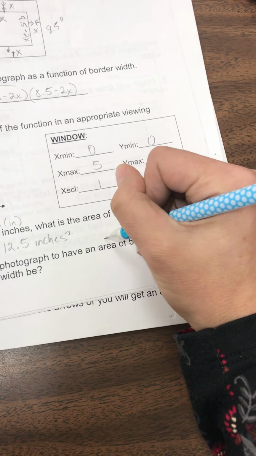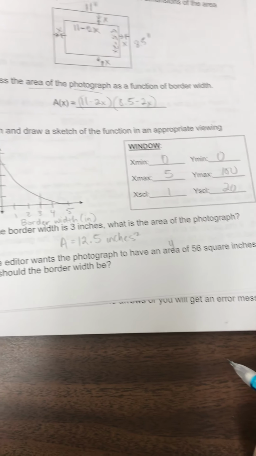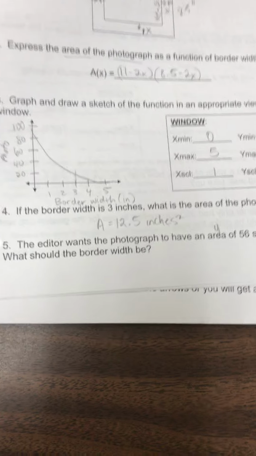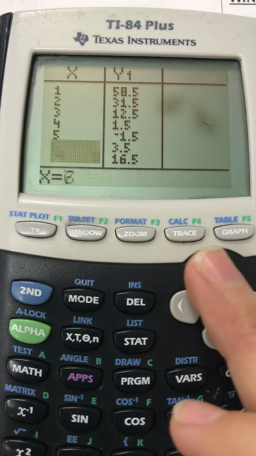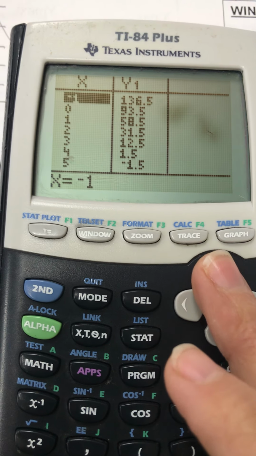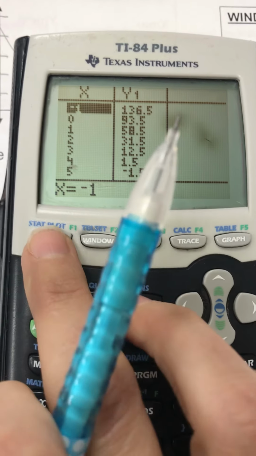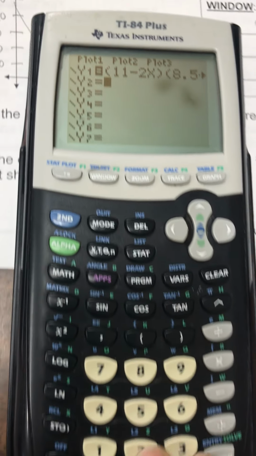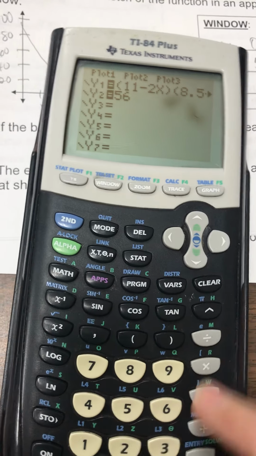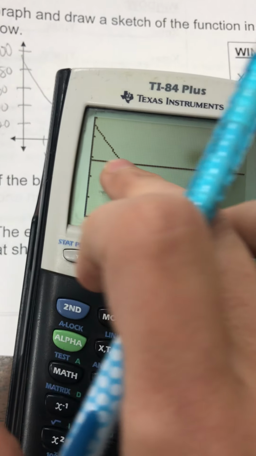So now we're looking for Y of 56 inches. What should the border be? You could come over here and try to find 56, but you're not going to find one that has an exact Y of 56. So to find that, you would go to Y equals, and in your Y2, you would put in the number 56, and hit graph. Now it shows you where Y is 56.